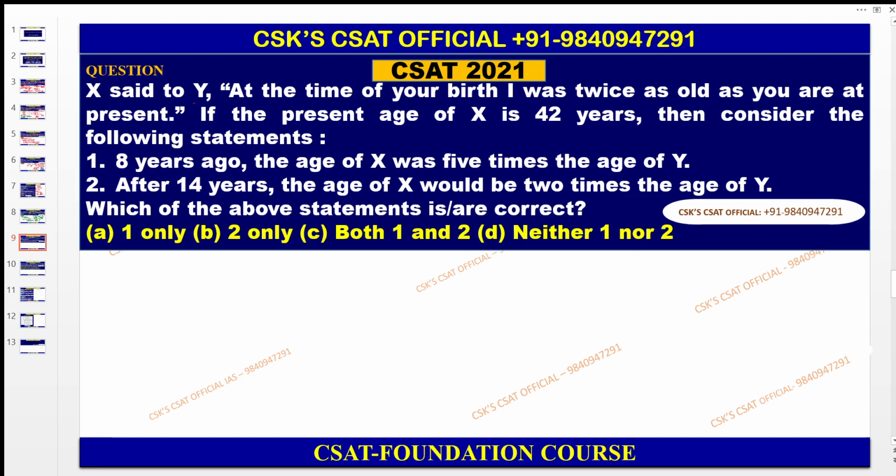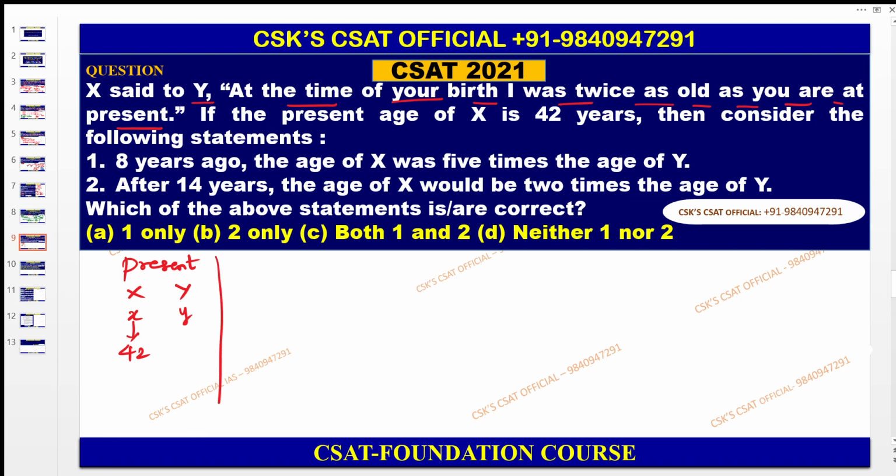X said to Y, at the time of your birth, I was twice as old as you. At present, you don't know the ages of them. Let us take the ages as X and Y. You can take it as X for the first person and Y for the second, and the age of X is 42. Keep it simple. Now try to understand this one, very important.